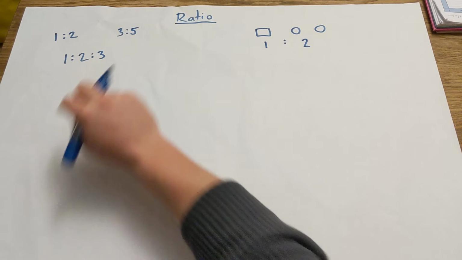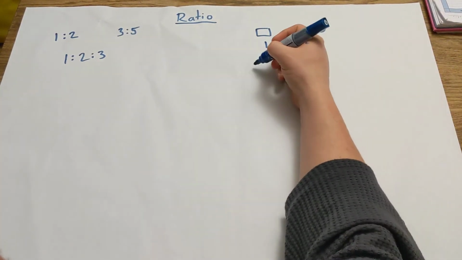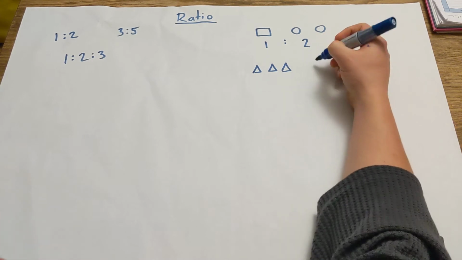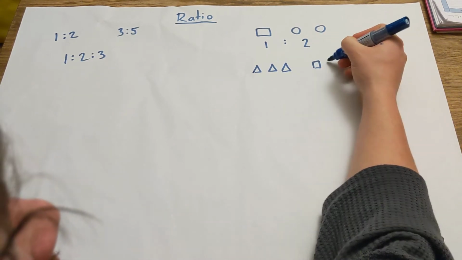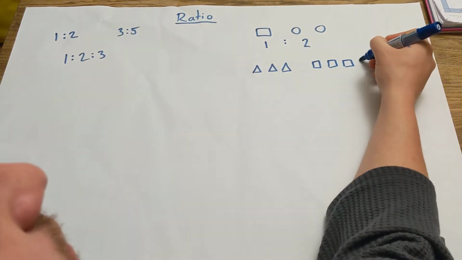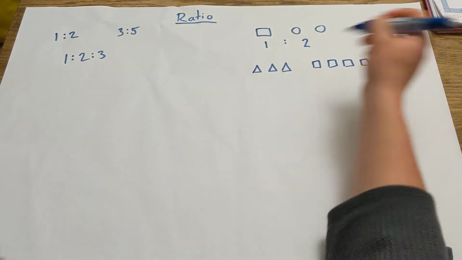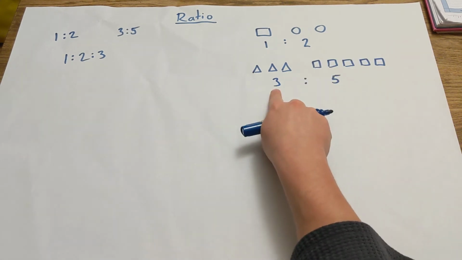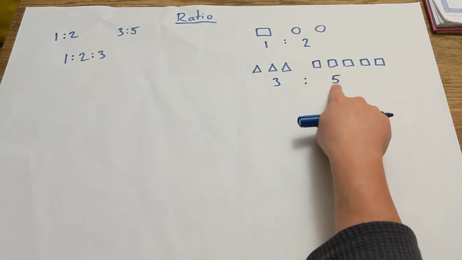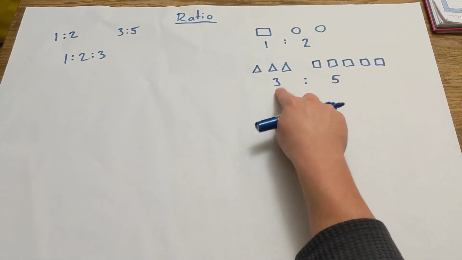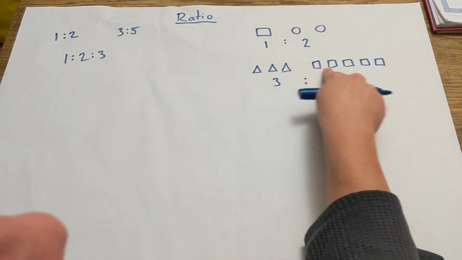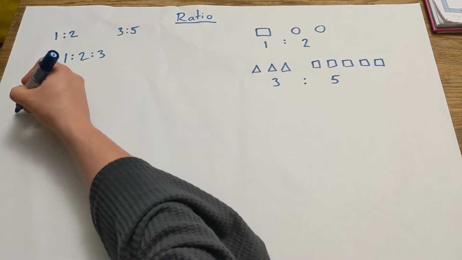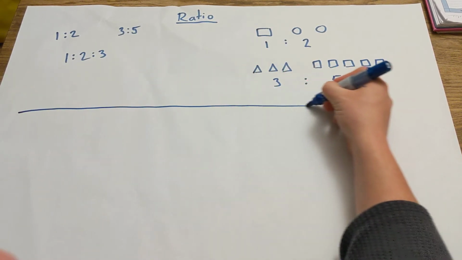Let's look at this one, 3 to 5. Let's say it could be 3 triangles and 5 squares. 3 to 5. For every 3 triangles I have, I've got 5 squares. And 3 add 5 is 8. There's 8 total shapes. So that's the basics of ratio, which should hopefully be familiar to you.